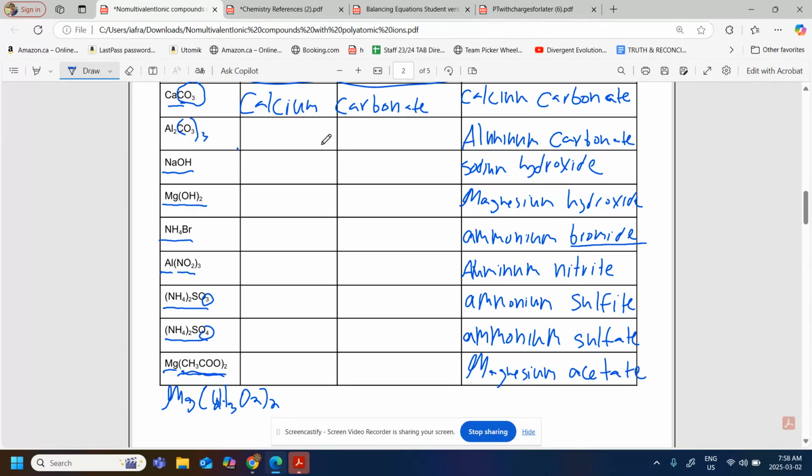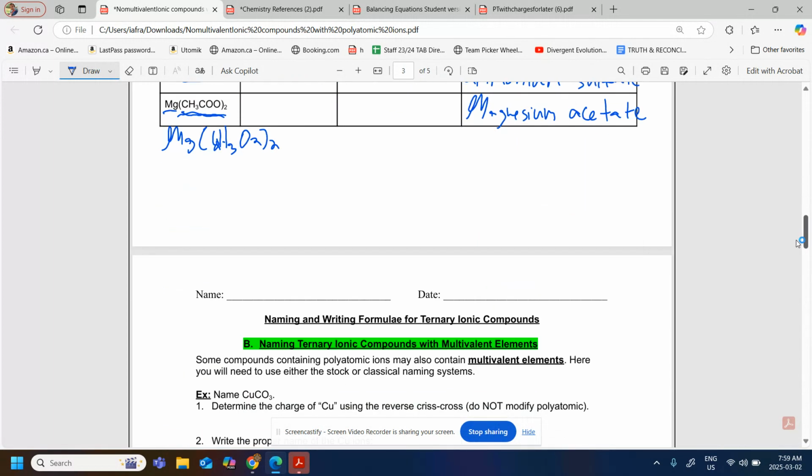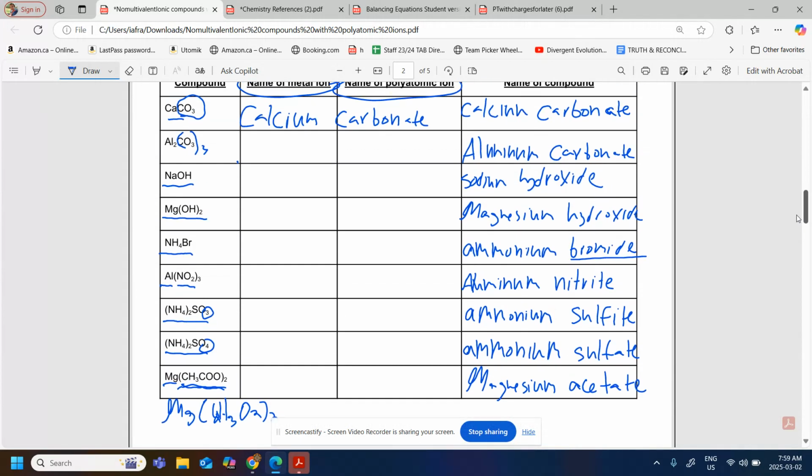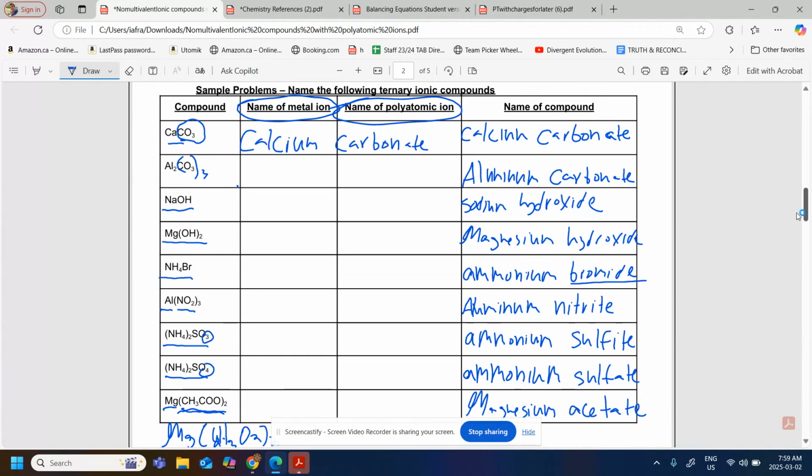And so now we've named a variety of ternary ionic compounds using the naming rules. In the next video, we're going to take a look at how to write formulas for ternary ionic compounds from their names.